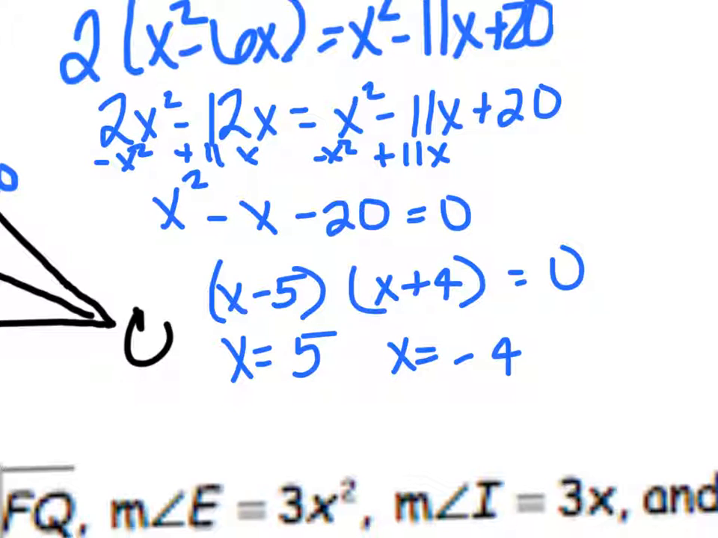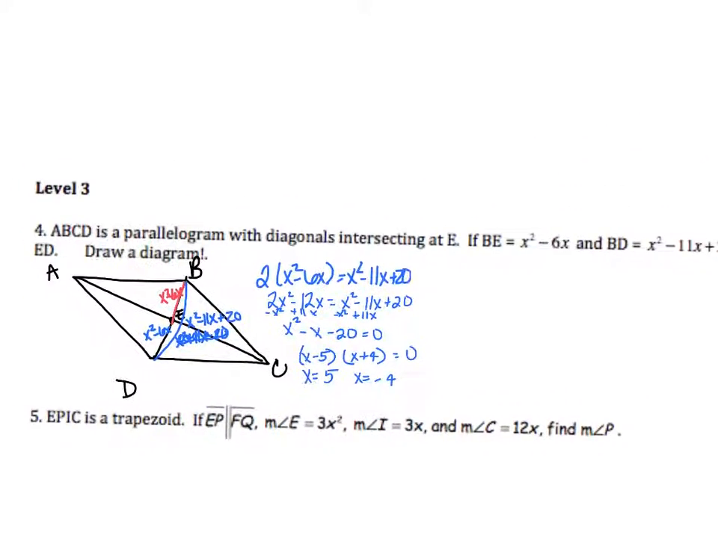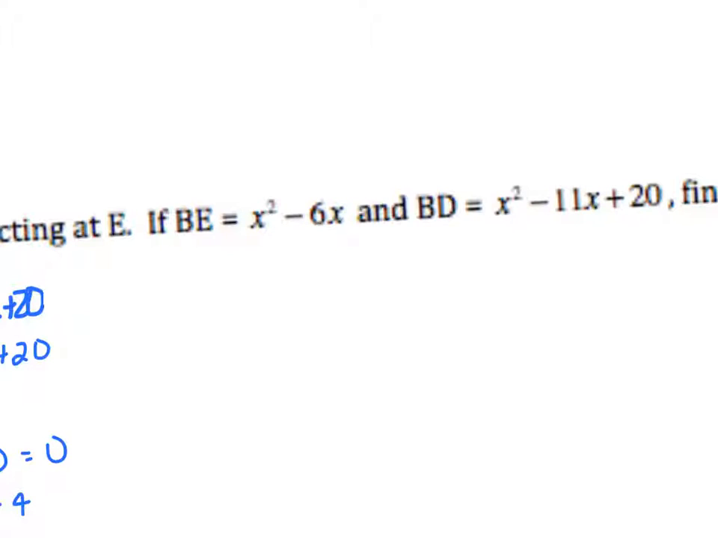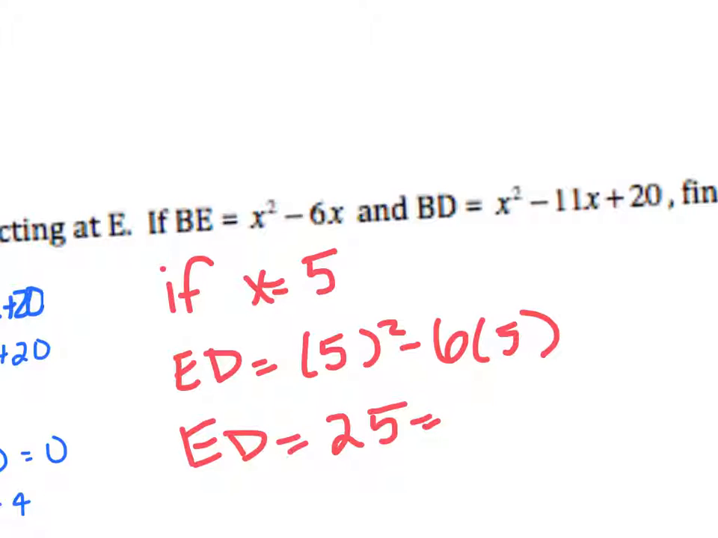Now hold on. We're not done yet. We have to make sure that we answered the question. We found out what x was, but I'm not sure that that is what it was asking. And sure enough, it's not. It's asking us to find ED. So I'm going to substitute the values that I got for x into the expression for ED, which was x squared minus 6x. So if x equals 5, ED equals 5 squared minus 6 times 5. So ED equals 25 minus 30, which equals negative 5.